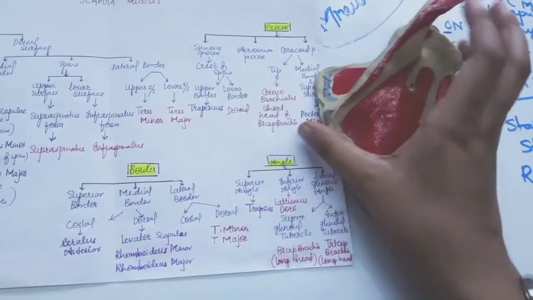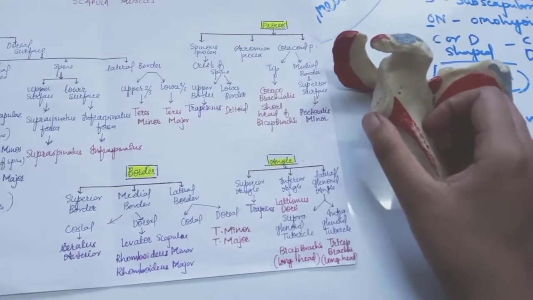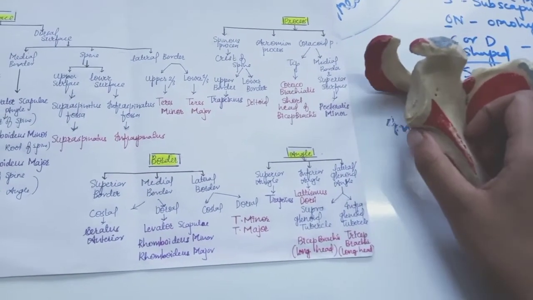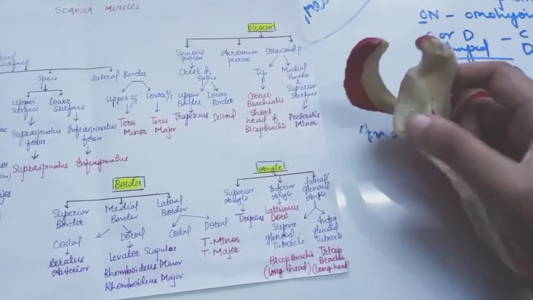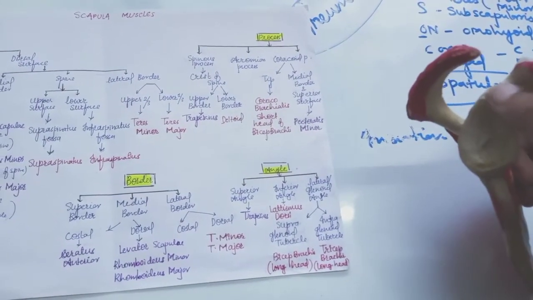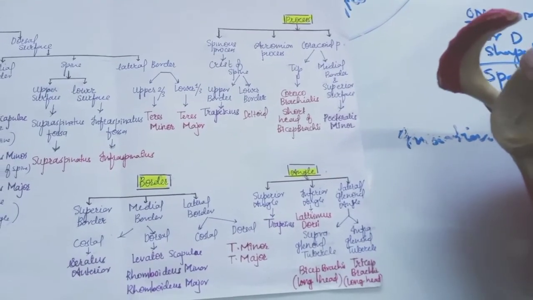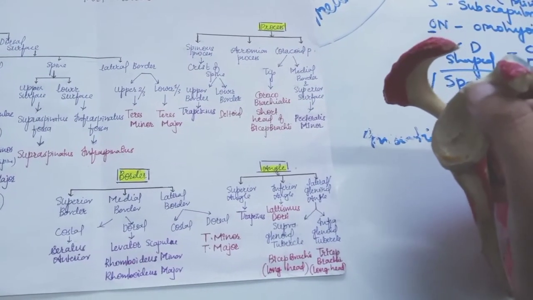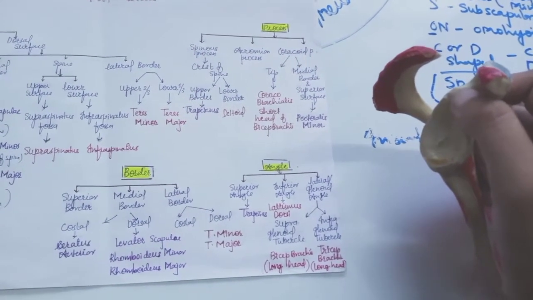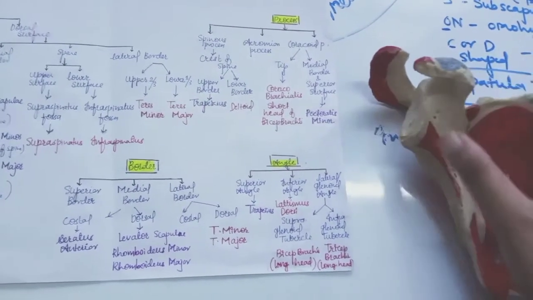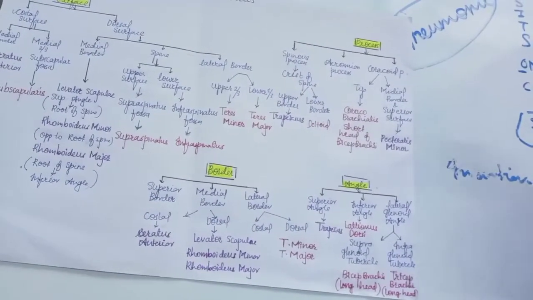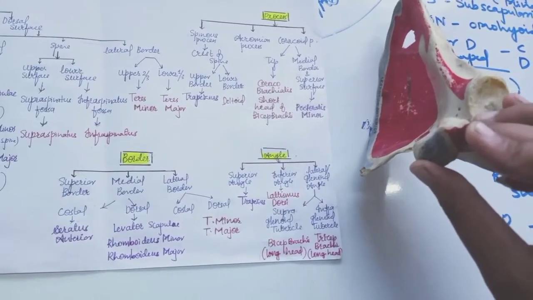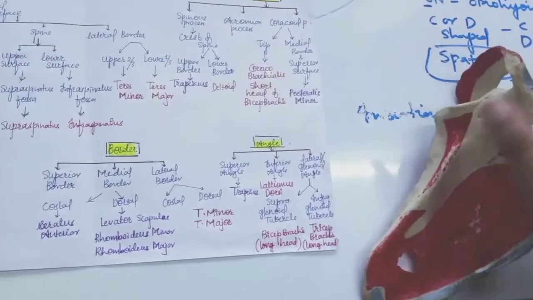Then the lateral or glenoid angle. This one is the supraglenoid tubercle and this one is the infraglenoid tubercle. The long head of biceps brachii arises from the supraglenoid tubercle and the short head from the lateral part of the tip of the coracoid process.